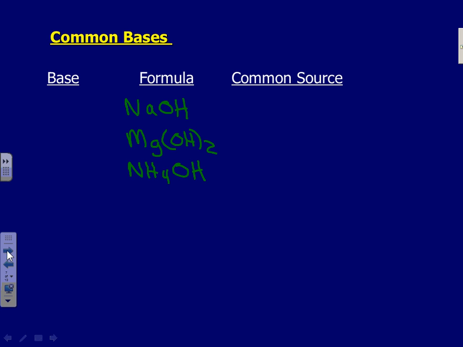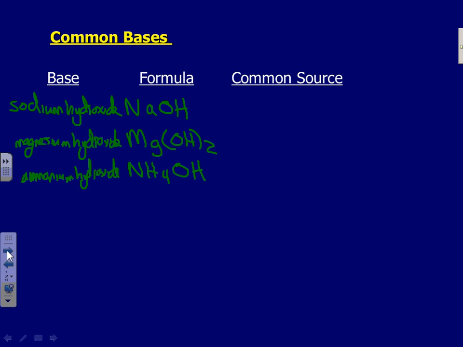So the names, this is sodium hydroxide. And what's this one here? Second one. Magnesium hydroxide. And the last one? Yeah, ammonium hydroxide. And gee, what's the common feature of them all? The hydroxide is. And that's the theory that we're going to look at.